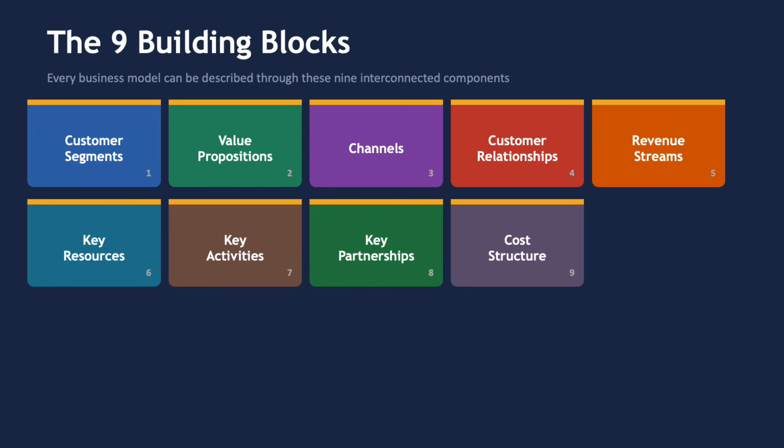What are the components of the business model canvas? So you've got customer segments, which represents who you serve, value propositions, what you offer them, channels and customer relationships, how you reach them, key resources, key activities, and key partnerships, what powers your operations, and finally, cost structure and revenue streams, the financial engine of your business. So let's discuss them one by one.